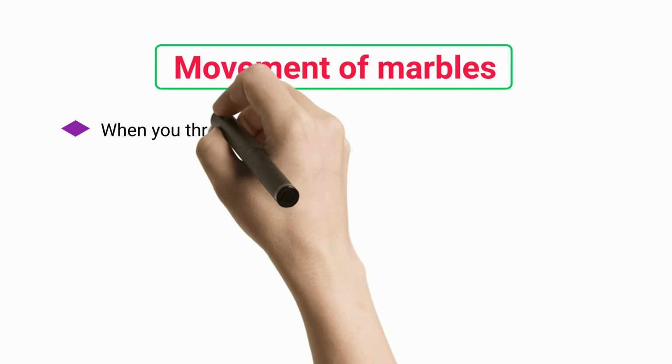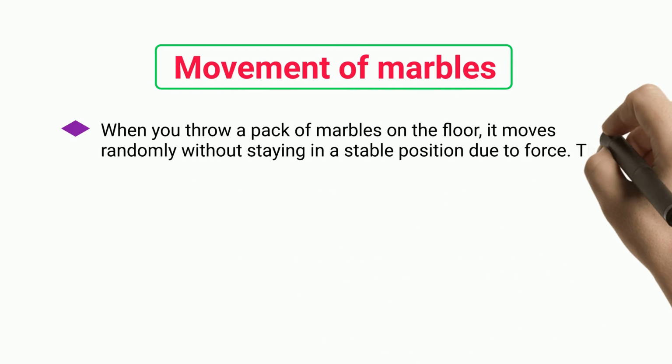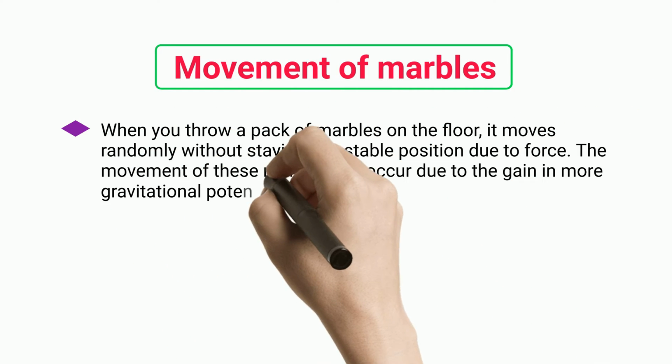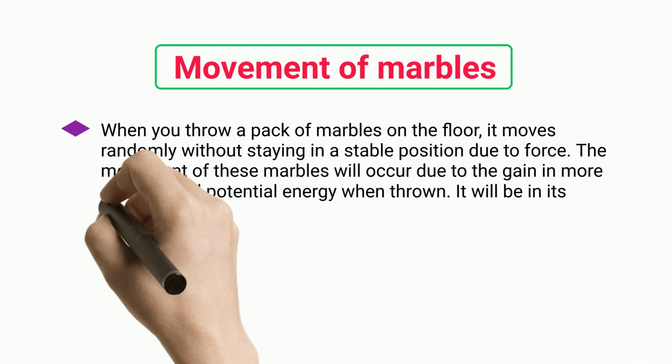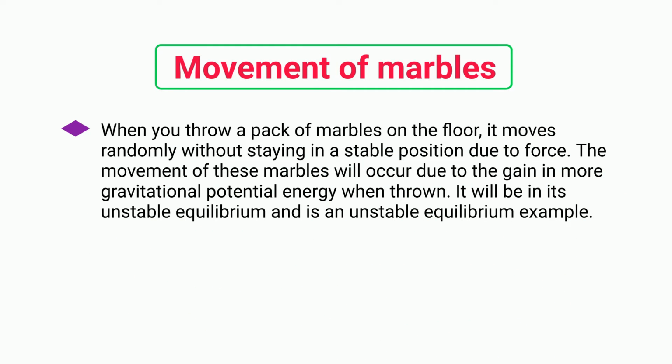Movement of marbles. When you throw a pack of marbles on the floor, it moves randomly without staying in a stable position due to force. The movement of these marbles will occur due to the gain in more gravitational potential energy when thrown. It will be in its unstable equilibrium and is an unstable equilibrium example.